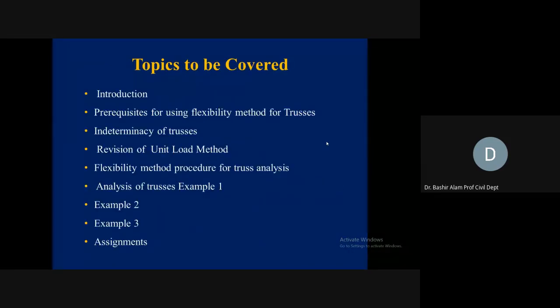Now, topics to be covered in this module, it will include introduction, prerequisites for using a flexibility method for trusses, indeterminacy of trusses, revision of unit load method, flexibility method procedure for truss analysis, and then analysis of truss examples 1, 2, and 3. And then finally, you will get the assignments.